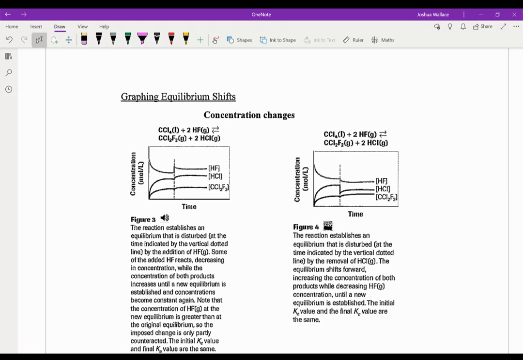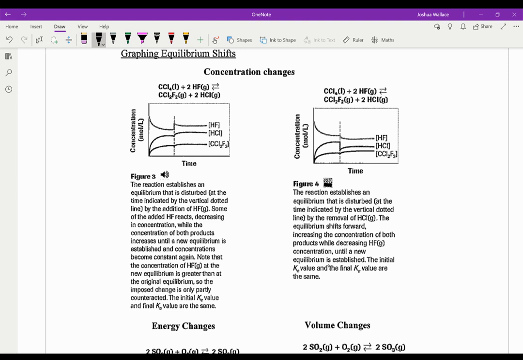So we can actually graph this so that we can reflect what is happening in these reactions. Here we have CCl4 reacting with HF to produce CCl2F2 and HCl. The reaction establishes an equilibrium that is disturbed at the time indicated by the vertical dotted line. The concentration of both products increases until a new equilibrium is established and concentrations become constant again. Note that the concentration of HF at the new equilibrium is greater than at the original equilibrium, so the imposed change is only partly counteracted. The initial Kc value and final Kc value are the same. So that is what happens when we decrease our HF concentration, or we increase these other ones to cause the HF to come down.